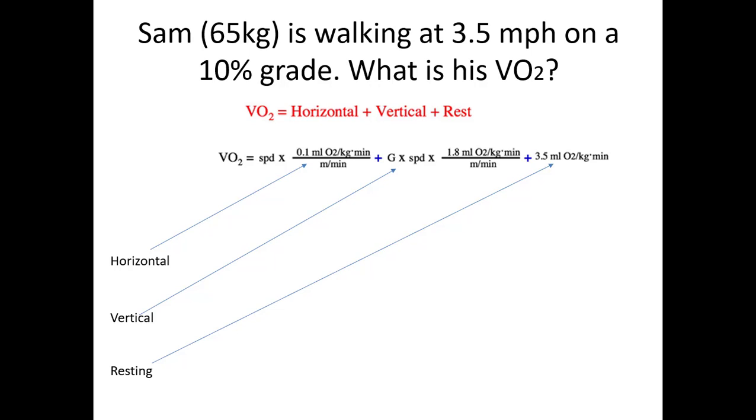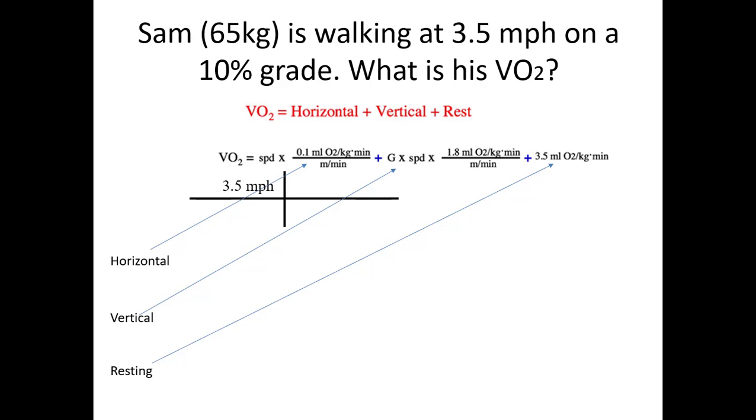Sam, 65 kilograms, is walking at 3.5 miles per hour on a 10% grade. What is his VO2? Class, could you do that? How about like this?